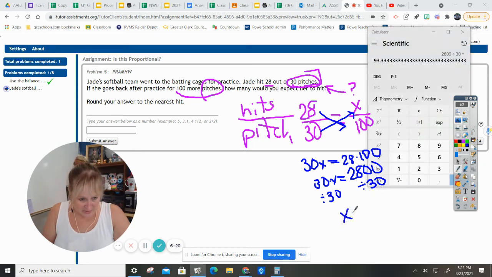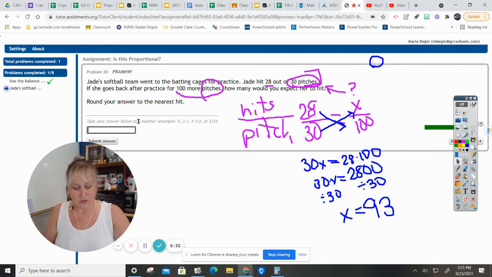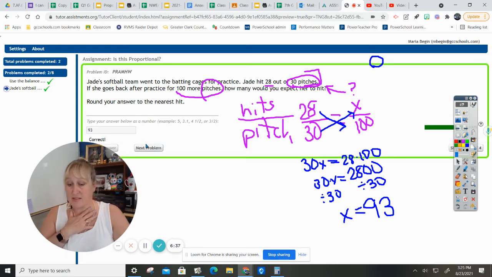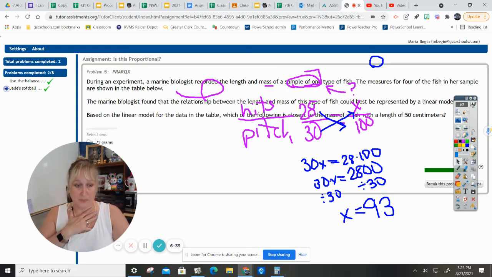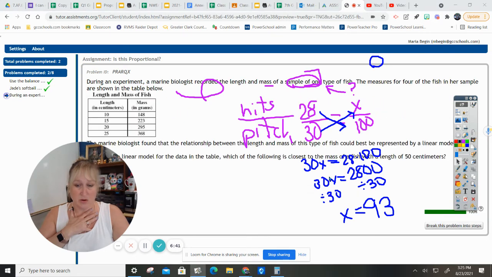So x equals, if I'm following their direction of whole number, 93. It wants me to type it as a number, so 93 is my answer. I'm going to submit my answer, and it says it was correct. Good job. All right, so we're going to continue on.